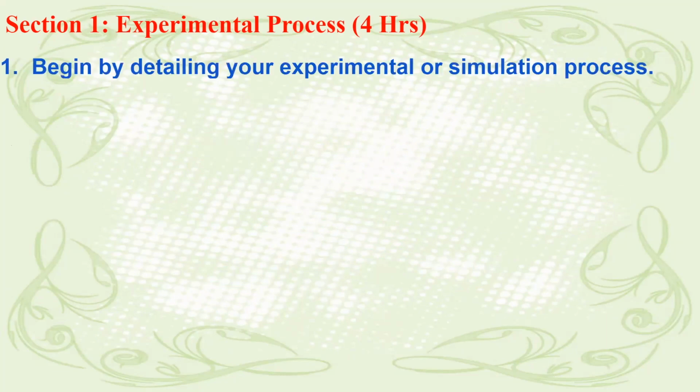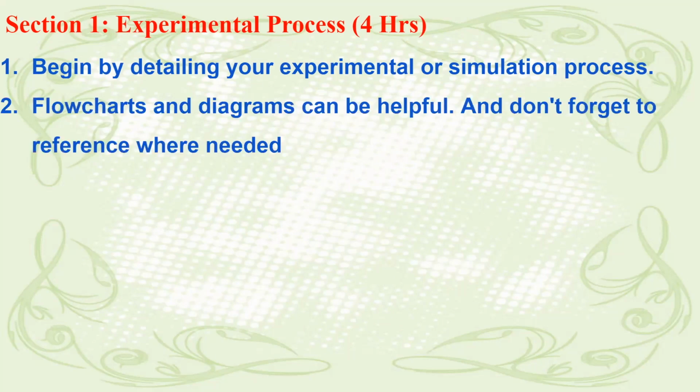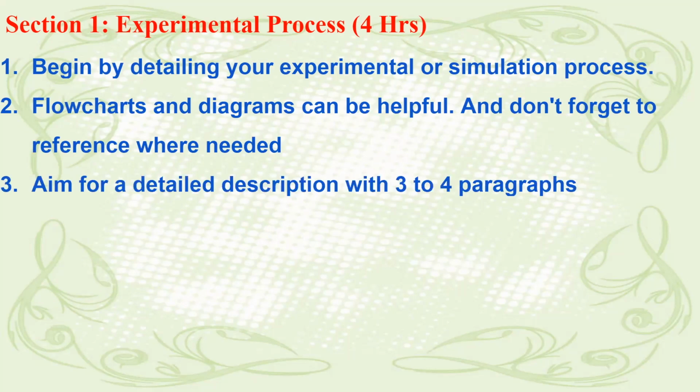So these sections we will discuss in detail. Section 1 is the experimental process. So you can split these 4 hours into 2 sessions, 2 hours each, and in each 2 hours you can take a 10 minute break in between. Begin by detailing your experimental or simulation process. You can use flow charts and diagrams, which can be helpful. For flow charts, you can use apps like Lucidchart. Diagrams you can draw with the help of Paint or other diagram tools. And don't forget to reference wherever needed. Aim for a detailed description within 3 to 4 paragraphs.